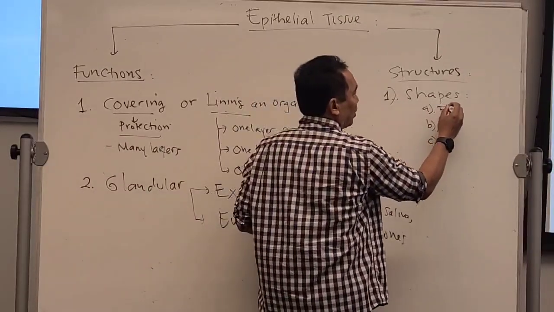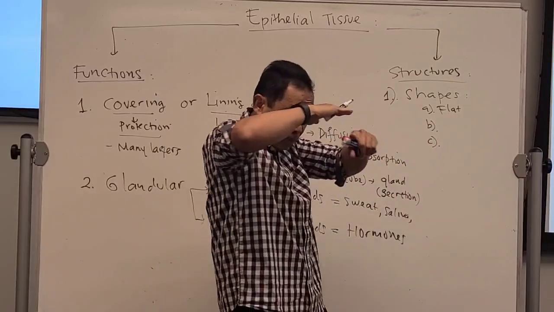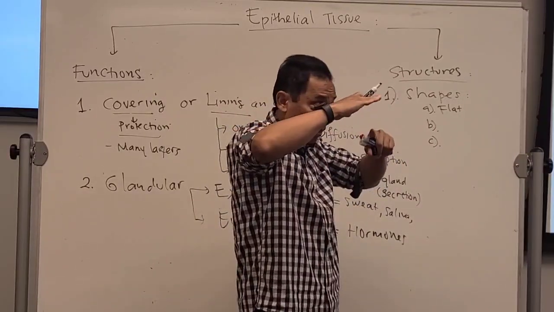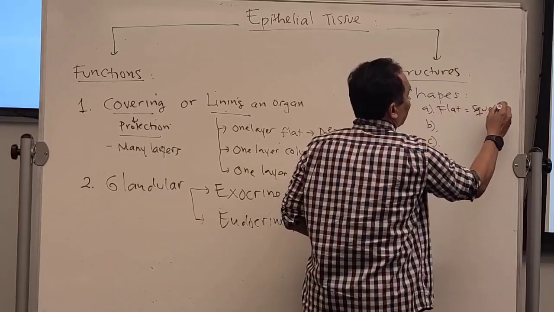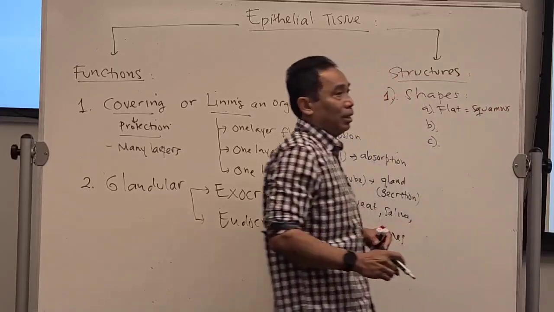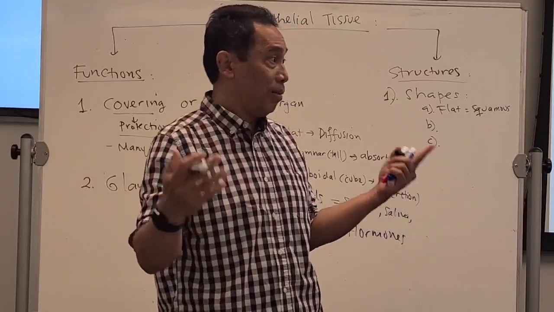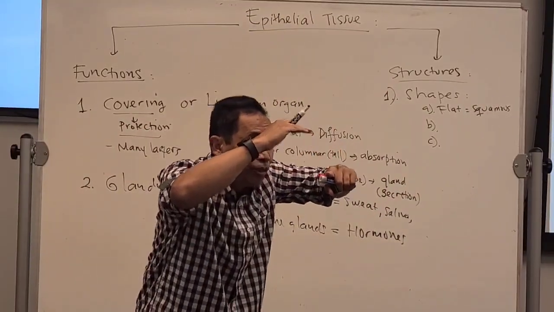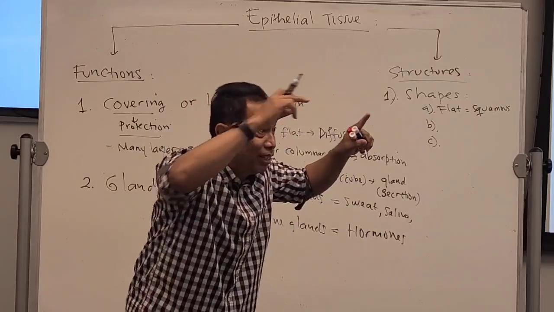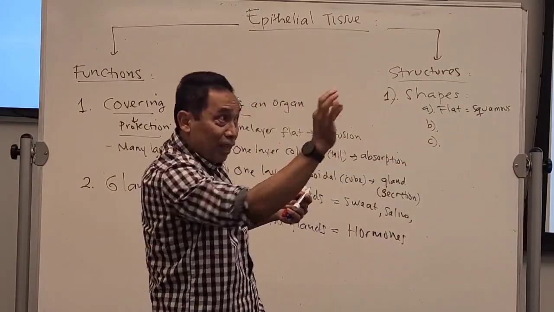Flat. Okay, the shape is flat. If you see from the side, it's going to be flat. That flat is called squamous. Squamous means scale, actually. You see the scale of the snake. So if you see it from the side, not from the top, it's flat, like a plate. A plate is flat if you see it from the side.